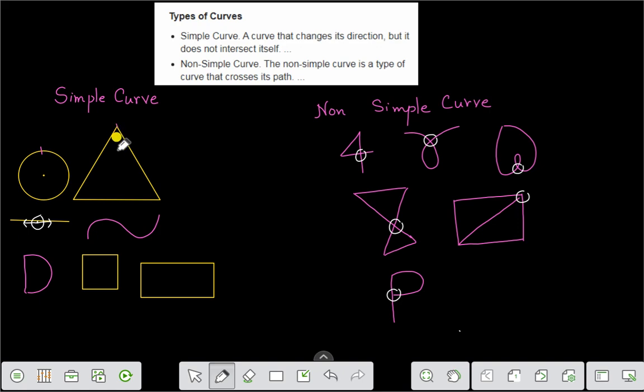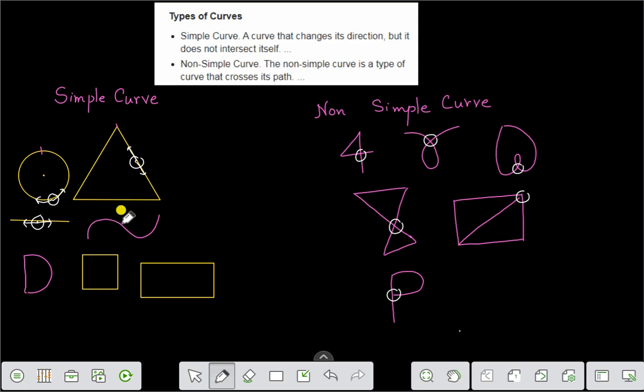Here in this triangle, if I take a point here, either you can move in this direction or you can move in this direction. There are only two directions in which you can move. That means this is a simple curve. Here also, if I take a point on a circle, either you can move in this direction or in this direction. There are only two directions in which you can move. That means it is also a simple curve.